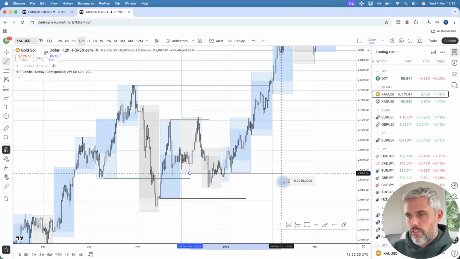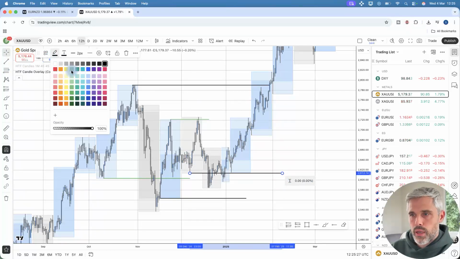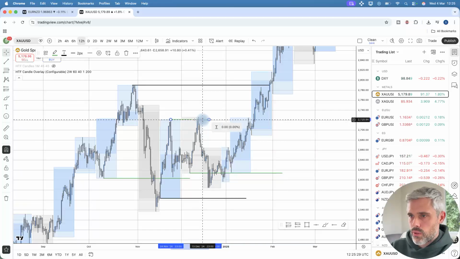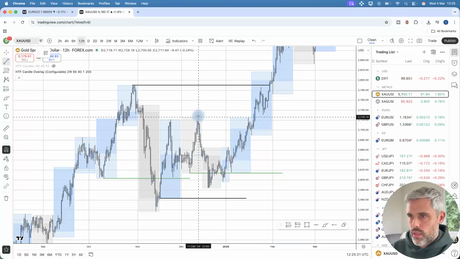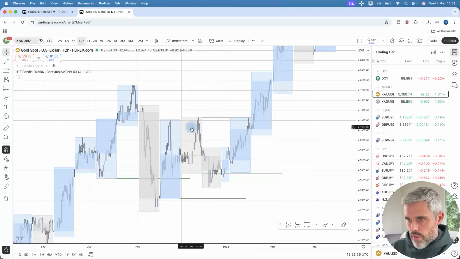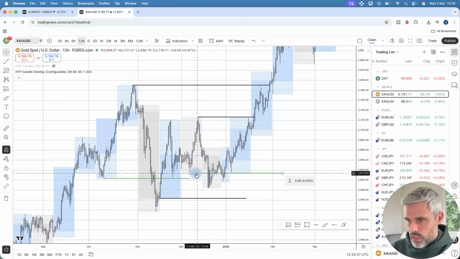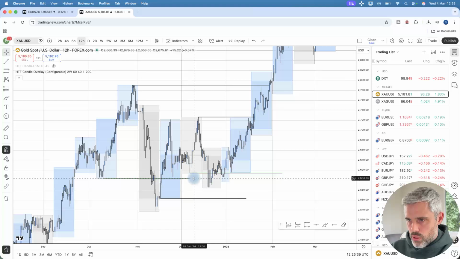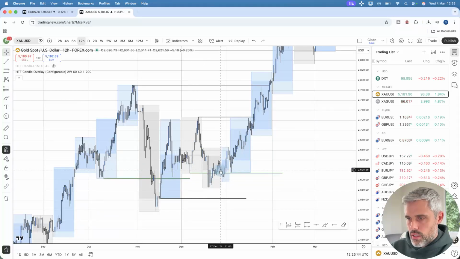What then happens? Fresh 2 week manipulation. This is now a target for price. Why is it a target for price? Because we have accumulation, manipulation, price drove into the low of its previous 2 week candle and closed inside. So this is now structure confirmed.